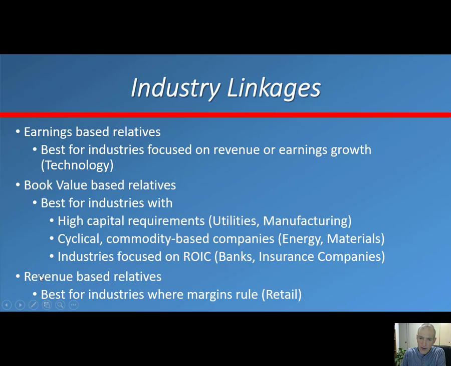Then on your revenue base, so EV to revenue, enterprise value to revenue, you're looking for industries that are focused on margin, so retail. EV to revenue is almost always the ratio. When I put it into models and have the model tell me what ratio is the best to use, retail almost always goes 100% of the time to EV to revenue. It just makes a lot of sense for that industry. So if you're doing Kroger's or Walmart or Kohl's or Target or Tiffany's, you're probably going to use EV to revenue.